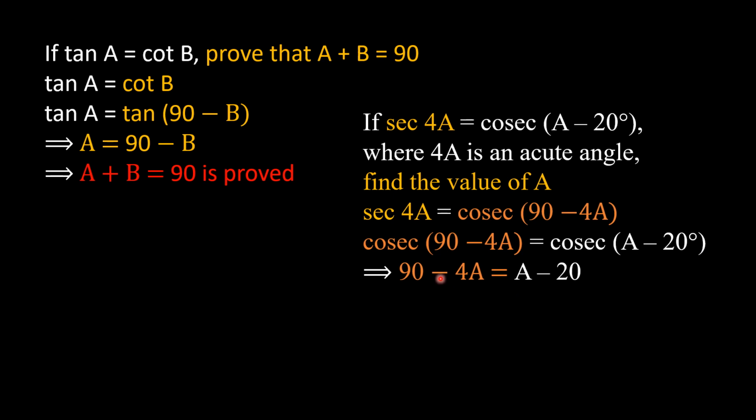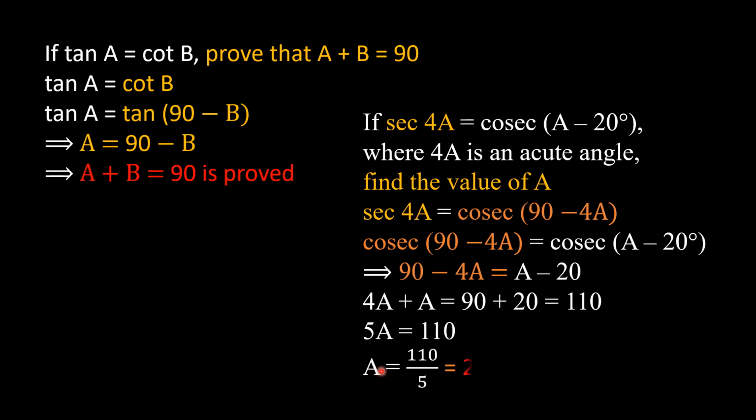Now we will send this minus 4A to the right hand side and minus 20 to the left hand side and write 4A plus A equals 90 plus 20. It will be 110. 4A plus A will be 5A, which equals 110. So A will be 110 divided by 5, that is 22 degrees. So A is 22 degrees.